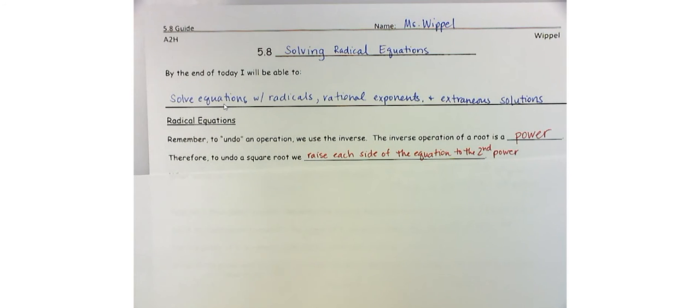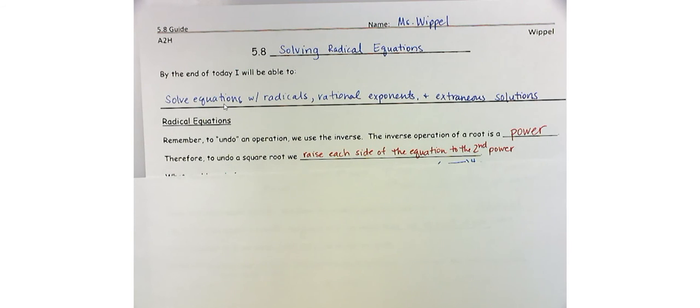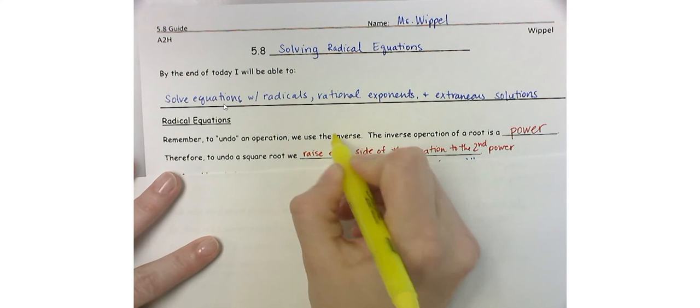All right, 5.8 is about solving radical equations. And we're going to solve equations with radicals and rational exponents, and extraneous solutions may also pop up with the radical and rational exponents. So if we're undoing an operation, we know that we have to use the inverse operation.